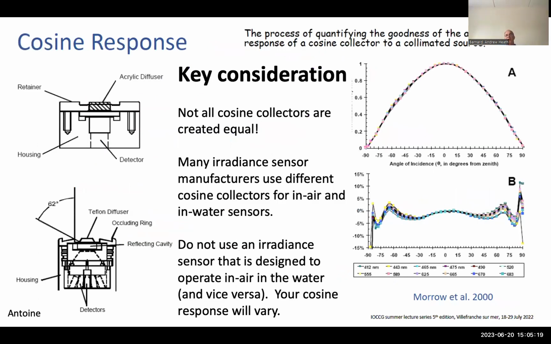The cosine response, we talked about this in the last lecture a little bit. Essentially, this is what you want. You want your ideal collector to give you a cosine response. If you took a direct beam of light and then rotated around plus or minus 90 degrees, you would hope that would map out as a normalization of the direct. You would hope that would map out as a cosine response.